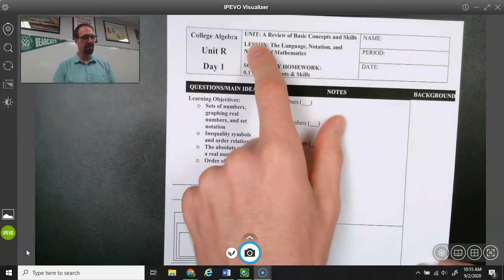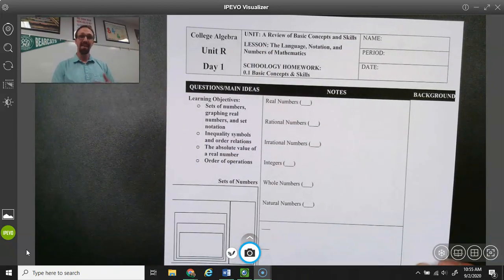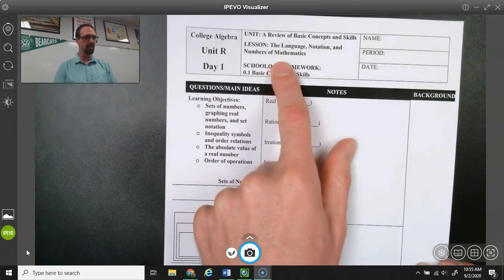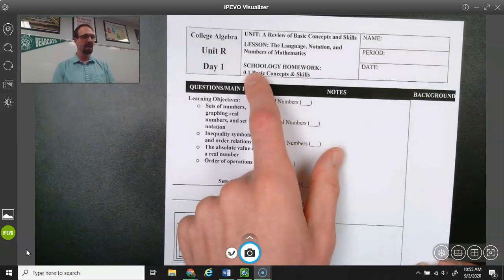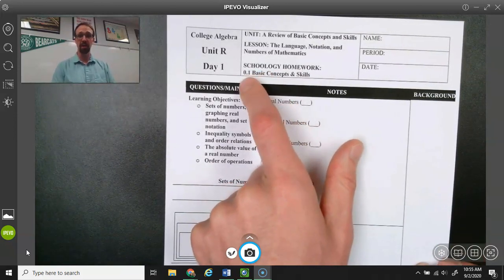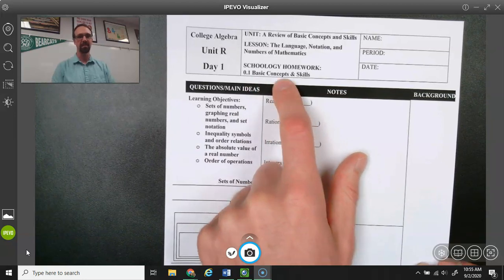At the top here it says the unit, a review of basic concepts and skills. That's actually from the textbook. The lesson, language notation, numbers, and mathematics, is also from the textbook. And then it has another slot here for Schoology homework, and then it says 0.1 basic concepts and skills.